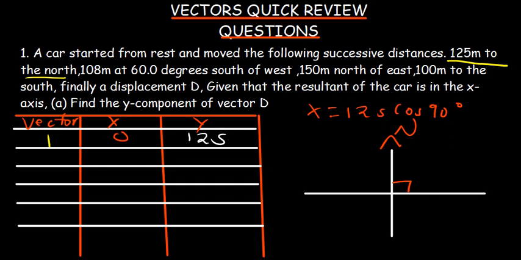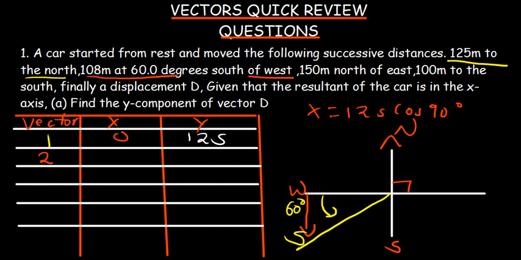Going to the second vector, 108 meters at 60 degrees south of west. So you understand this is your south, that is your west. So south of west, you're at west, because if you say of west, it implies you're at west. So you're heading towards the south. You're moving from the west towards the south at an angle of 60 degrees.